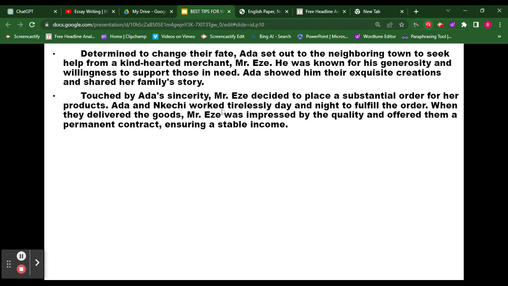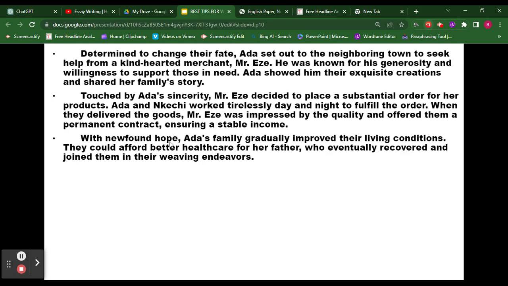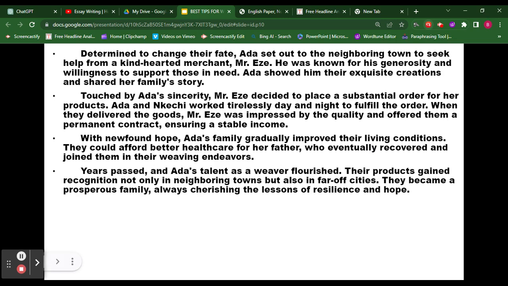Ada and Nkechi worked tirelessly day and night to fulfill the order. When they delivered the goods, Mr. Eze was impressed by the quality and offered them a permanent contract, ensuring a stable income. With newfound hope, Ada's family gradually improved their living conditions. They could afford better health care for her father, who eventually recovered and joined them in their weaving endeavors.